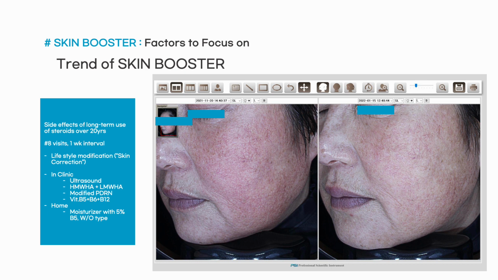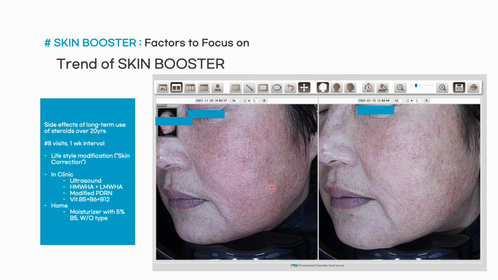Now, the last clinical case with the skin booster. Side effect of long-term use of steroid over 20 years. The patient's daughter was originally my patient, and she persuaded her mother, who lives in Provence, to come to Seoul. It is thought to have started with allergic contact dermatitis.